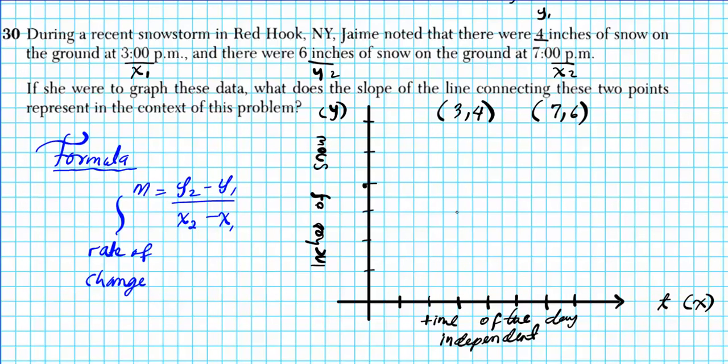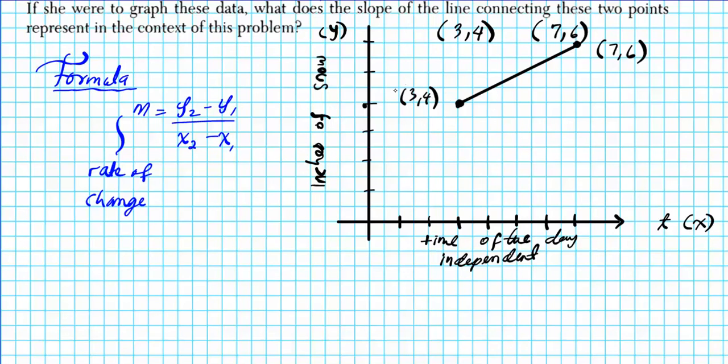1, 2, 3, 4. From here all the way to 1, 2, 3, 4, 5, 6, 7, 7, 6. Bam, right there. Okay, so this is (7, 6), and this is (3, 4). So the question is asking, what does the slope mean? All right, so let's go ahead and find the slope first. You can find the slope by counting, but I like to use a formula.